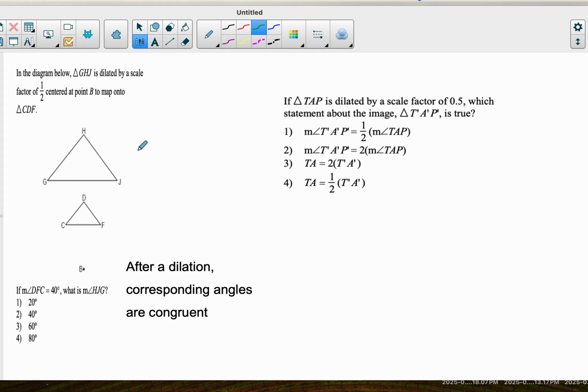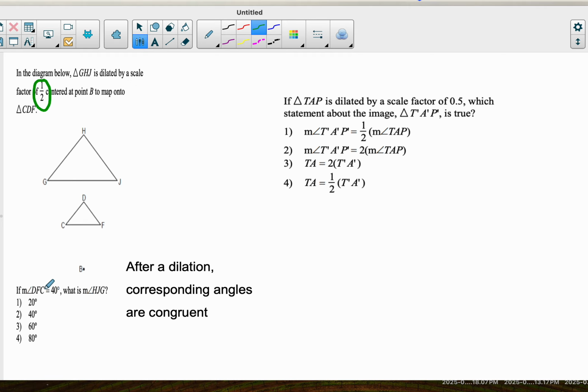Here we have some examples based on what we just spoke about. For the first one, it's telling us that triangle GHJ is dilated by a scale factor of 1/2. So we know that that's going to make the figure smaller, half smaller. And the dilation is centered at point B. Triangle GHJ is going to get mapped onto triangle CDF. So triangle CDF, after the dilation, is the image.